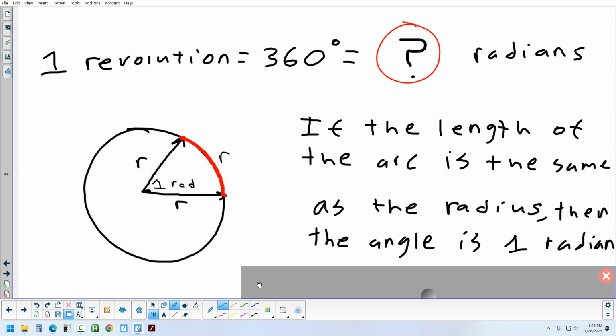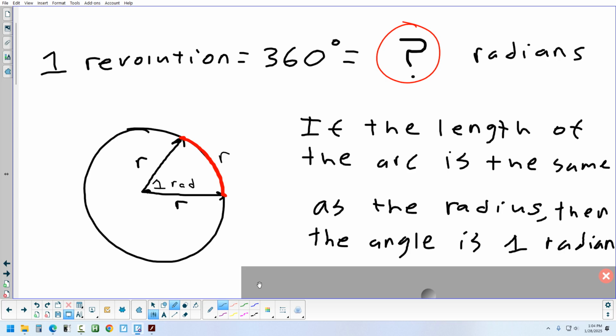Wait, so a radian is the same length as a radius? No. A radian is the measure of the size of an angle. A radius is a measure of how wide a circle is. But they both measure something about a circle. In this case, that was one radian.